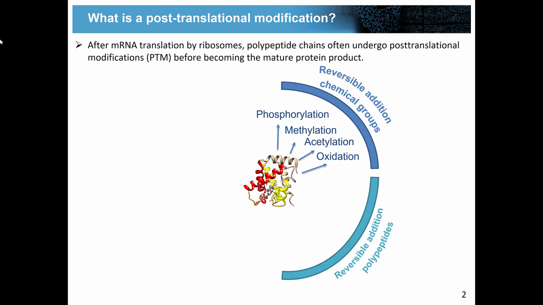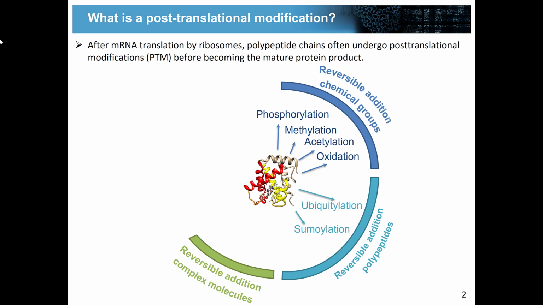But next to these reversible additions of small chemical groups, there are also a variety of other PTMs that are occurring on proteins. For example, the reversible addition of another protein, another polypeptide chain to a protein. Typical examples here are, for example, ubiquitination or sumoylation. But the cell can not only attach large polypeptides at a PTM, but cells can also attach other large complex molecules in a reversible way, like, for example, sugars or fatty acids, or the cells can do ADP ribosylation as a PTM, a reversible PTM.